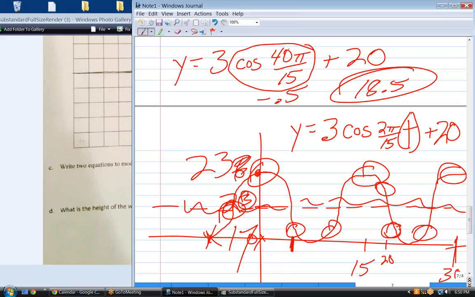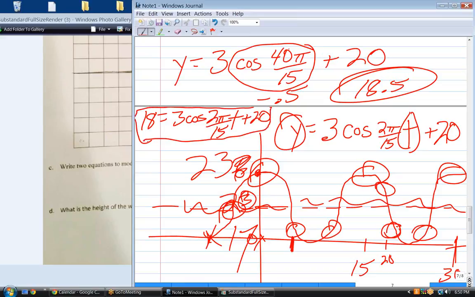So how do I solve the problem? Well, I let y equal 18. So I have to solve this equation: 18 equals 3 cosine of 2 pi over 15 t plus 20. So I have to find the first 4 solutions of that are positive.